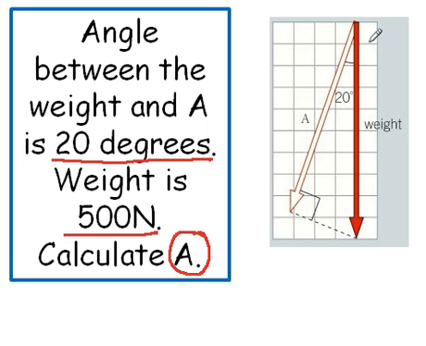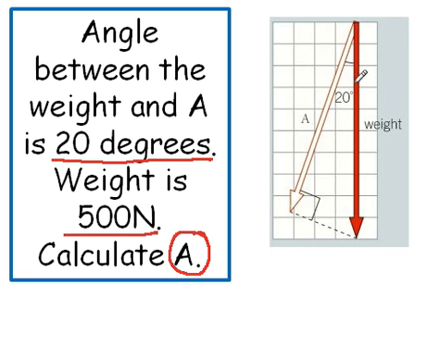And what we've done in this case, with a bit of squared paper there just to make it a bit easier to see, is that one of these squares is equal to 50 newtons. So if we count up, that's 50, 100, 150, 200, 250, 300, 350, 400, 450, 500. So we've got our line here for weight, which is one square is 50 newtons, so that's 500 newtons going down here. Then the question tells us that the angle between weight and A is 20 degrees.